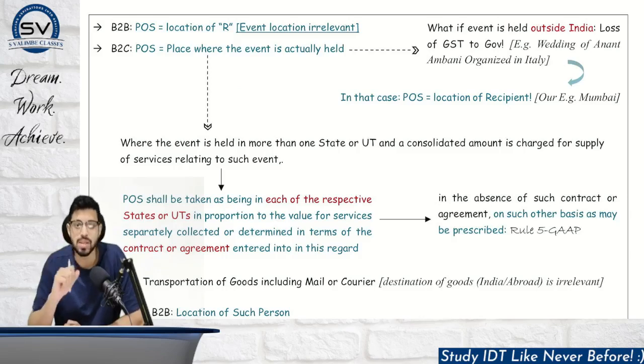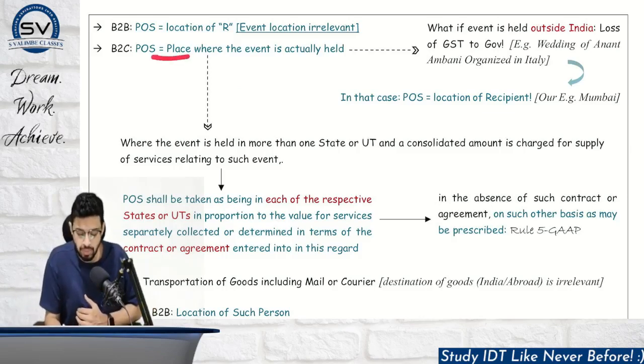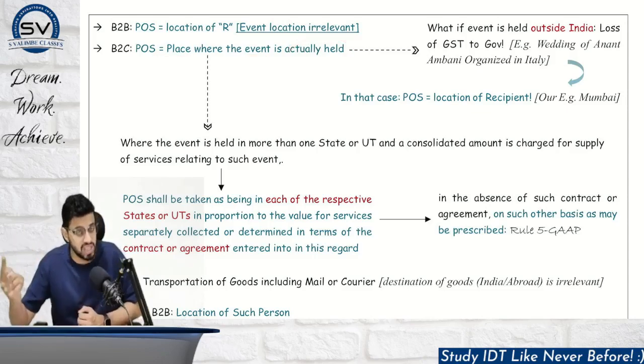Let's say he's an unregistered person. This is a personal service that he's taking. Now, with respect to me, the service which I am providing, the place of supply shall be where the event is actually held. So that will be South Africa. This will lead to loss of GST to the government.